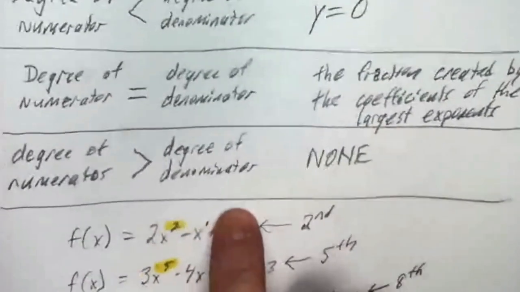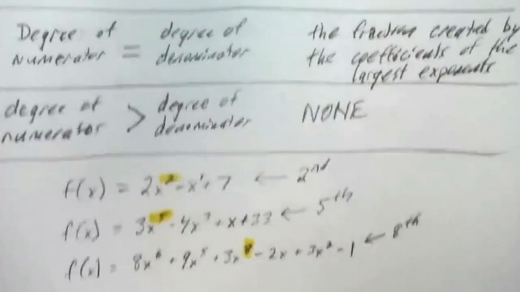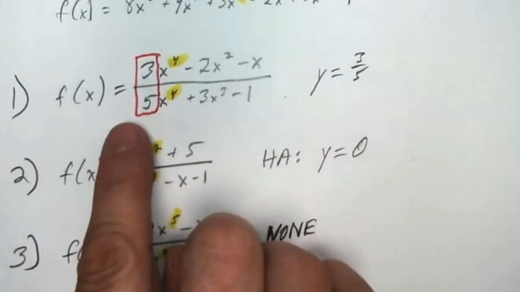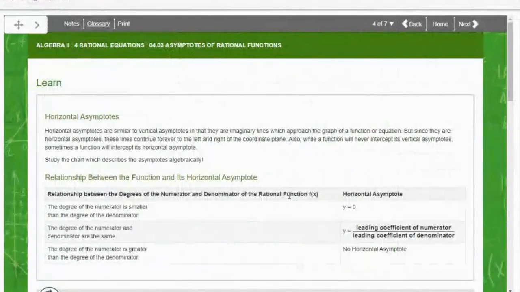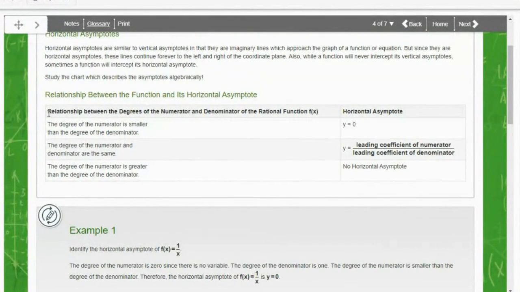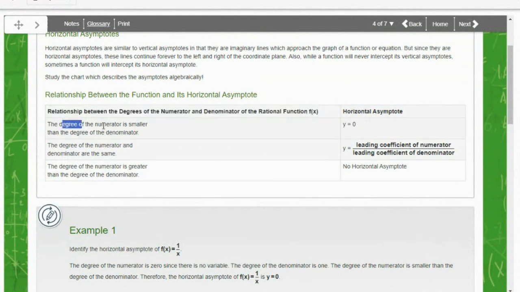So this is good for your notes, and it's probably good to have an example, such as having the 3/5. Now, this is also in our lesson. If you want cleaner notes, not having to copy mine, here it is: the relationship between the degree of the numerator and the degree of the denominator. The degree of the numerator is smaller: horizontal asymptote y equals 0. It's greater: there's no horizontal asymptote. They're the same: you just take the leading coefficient of the numerator and put it over the leading coefficient of the denominator as a fraction.